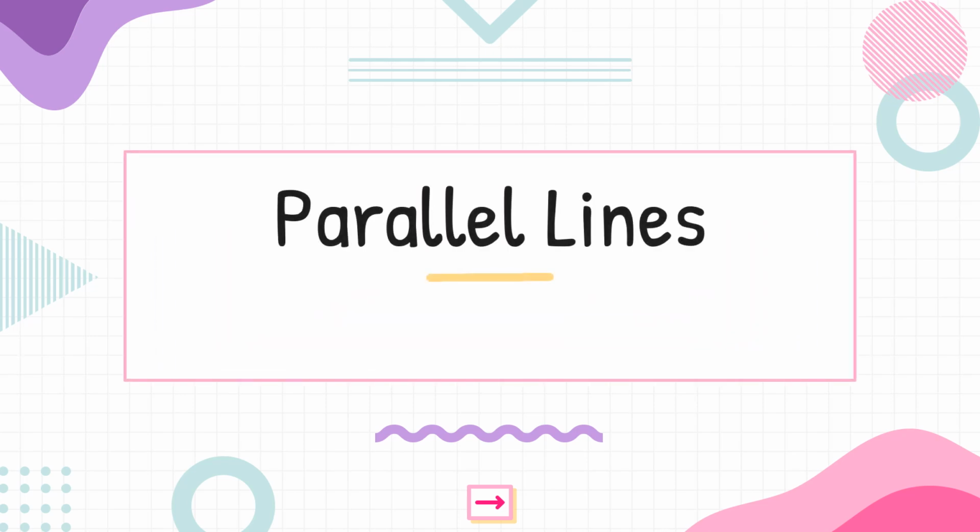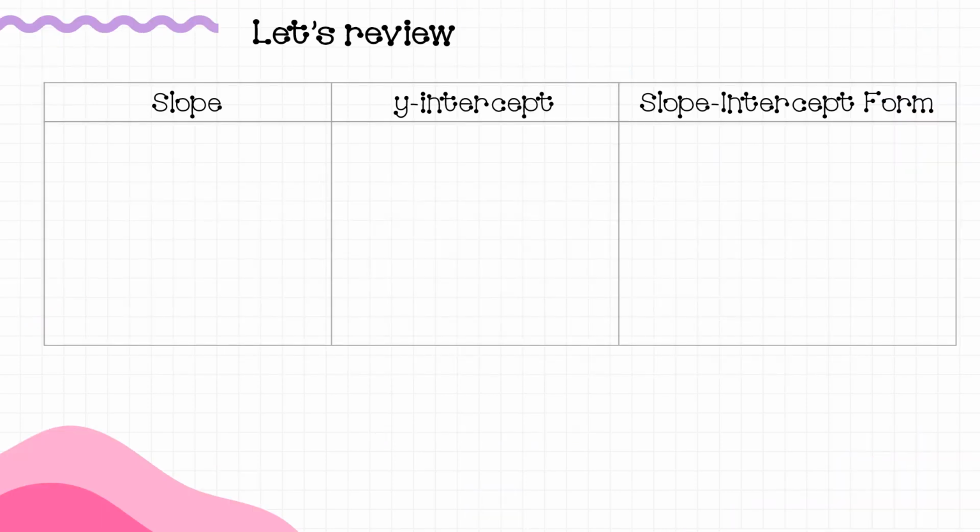This video is going to walk us through parallel lines and how to find the equations of parallel lines given different information. So let's review first: what does slope mean, what does y-intercept mean, and what does slope-intercept form look like for a linear function. This was all stuff that we looked at first semester.